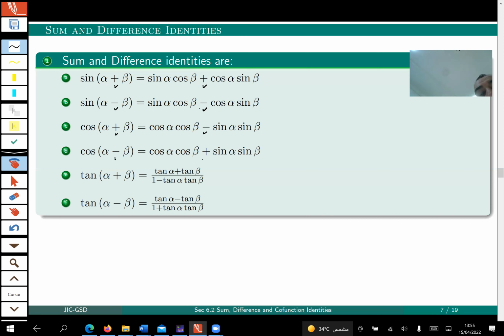If this is a plus, it will be minus, and it will be both cosines first, then both sines. For the tan function, the numerator will keep the same sign. If this is a plus, the numerator will be plus, and here it is minus, so the numerator will be minus. Then the denominator goes to the opposite sign, and it will be 1.